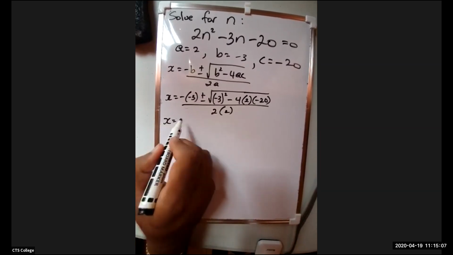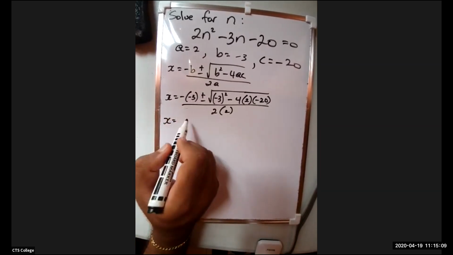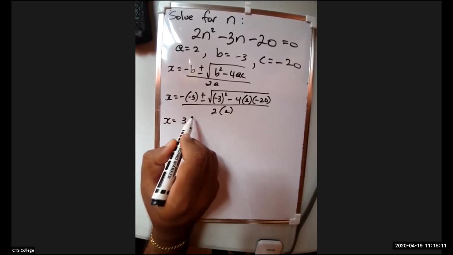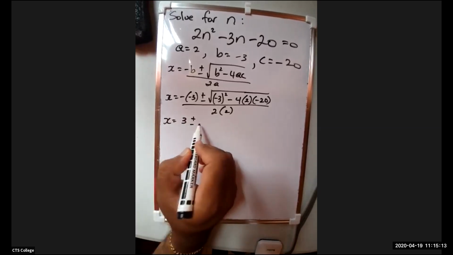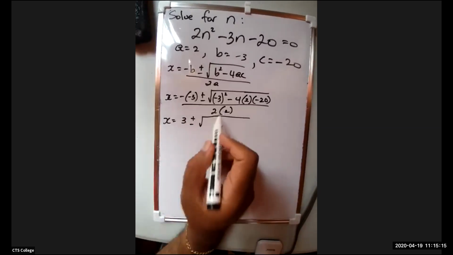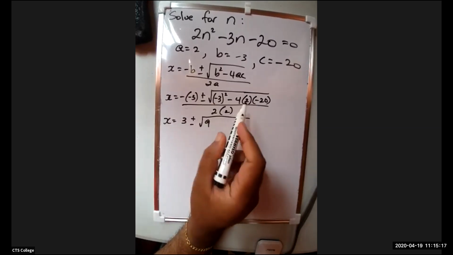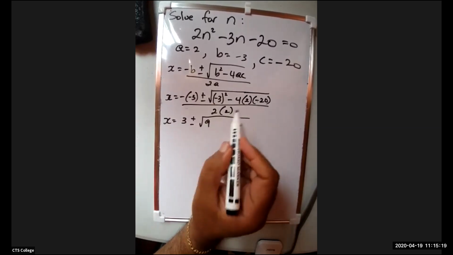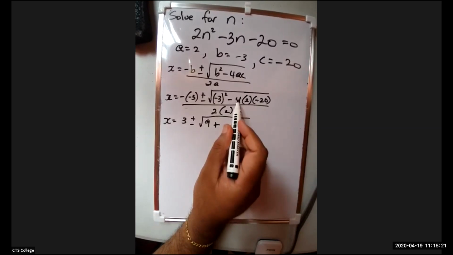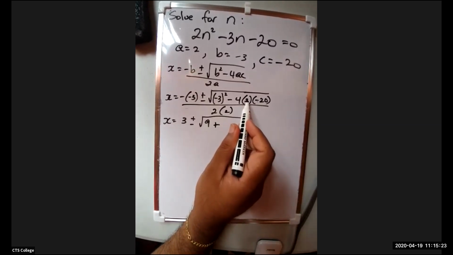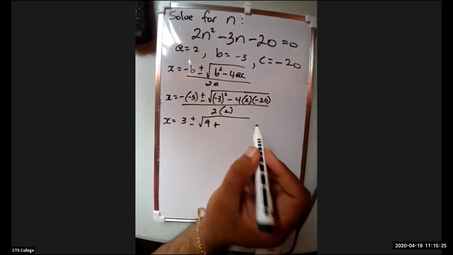So x is equal to, there's a minus and a minus is a plus. So +3 plus or minus the square root of 3 squared, which is 9. A minus and a minus is a plus. 4 2s are 8. 8 by 20 is, anybody?